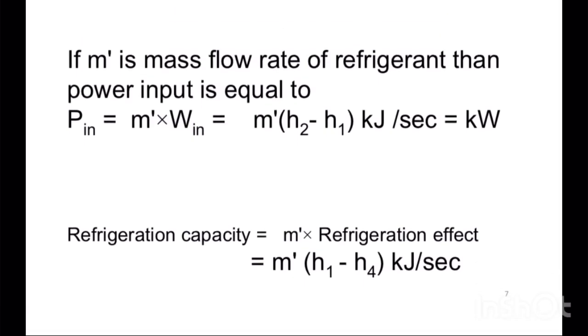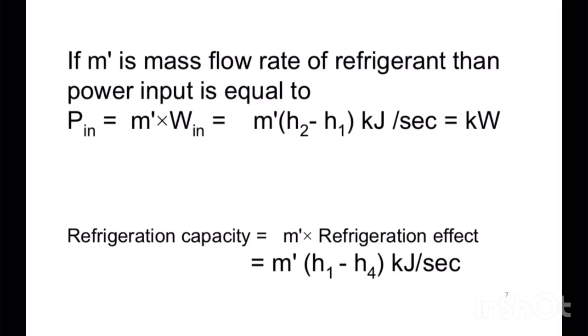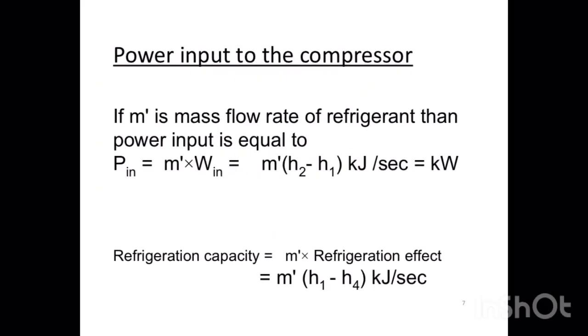Then generally in numericals the question is, what is the refrigeration capacity? We can calculate refrigeration capacity as m dot, the mass flow rate of refrigerant, multiplied by the refrigeration effect. The refrigeration effect is in the evaporator, which is H 1 minus H 4. So, the mass flow rate of refrigerant m dot multiplied by bracket H 1 minus H 4 bracket close, in kilojoule per second. So, this is the refrigeration capacity.